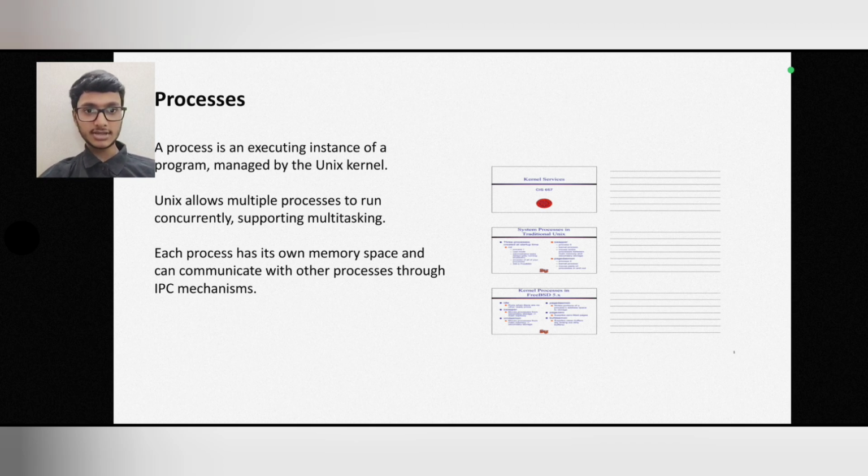Processes. A process is an executing instance of a program managed by Unix kernel. Unix allows multiple processes to run concurrently, supporting multitasking. Each process has its own memory space and can communicate with other processes through IPC mechanisms.